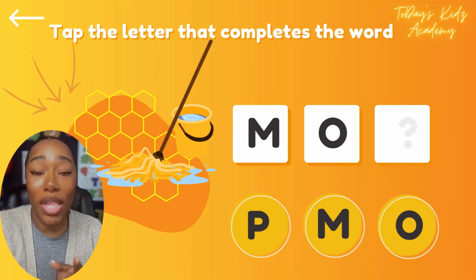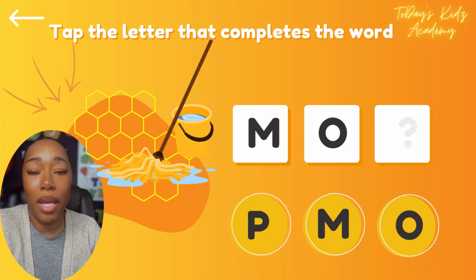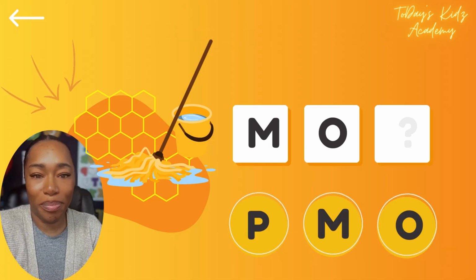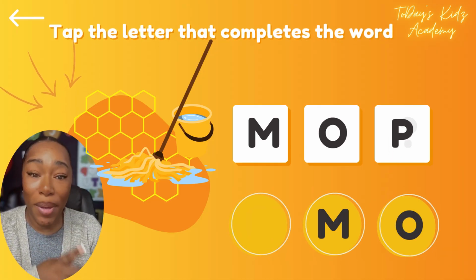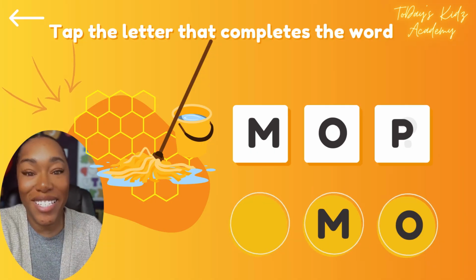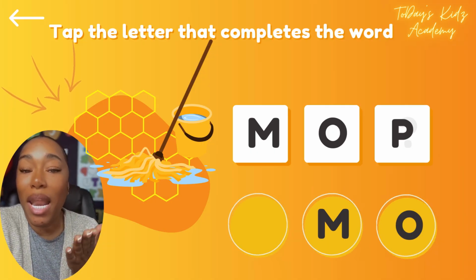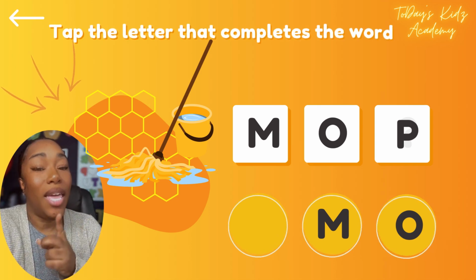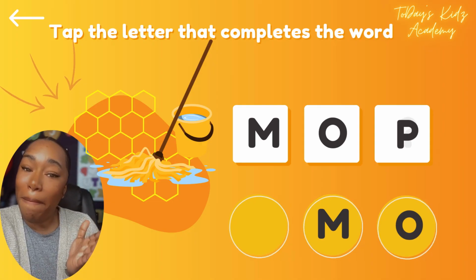Next up is mop. Tap the letter on the screen that's missing in mop. Mop. If you chose the letter P, good job, guys. The letter P is missing in mop. Now let's spell it together. M-O-P. Mop.